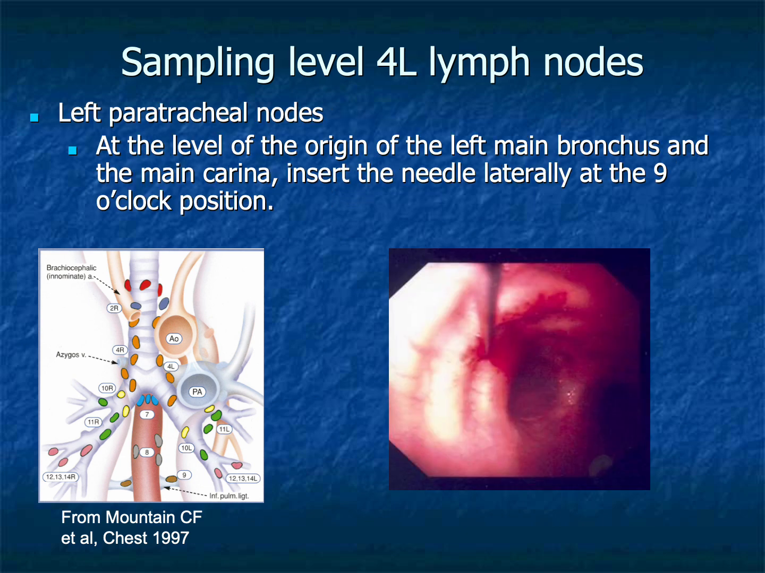Left paratracheal lymph nodes, or level 4L, require a different orientation because of their anatomical relationship to the airway. Here, the needle is directed laterally, near the origin of the left main bronchus. Although these insertion sites can initially seem difficult to remember, repeated correlation between computed tomography and bronchoscopic anatomy rapidly improves spatial understanding.